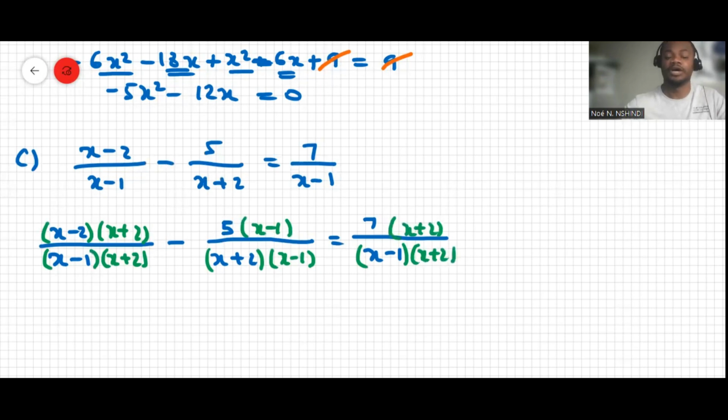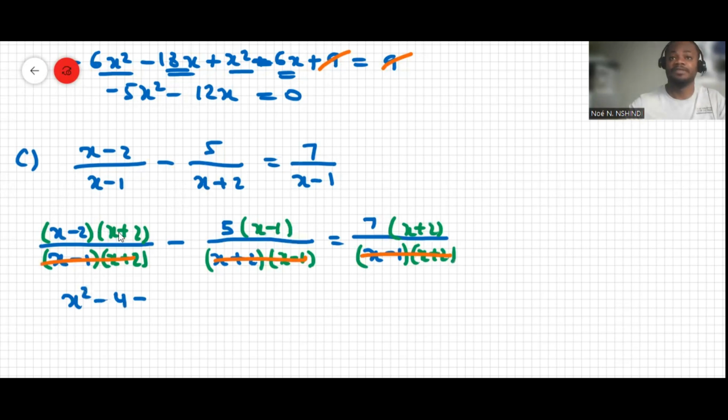Now that the denominators are common within the equation, we can just drop the denominators, okay? Because the denominators are common, we can drop them and consider the numerators only. Now, this numerator here, x minus 2 times x plus 2, is the kind of product that leads to a difference of 2 squares. So this can be written as x squared minus 2 squared, which is 4.